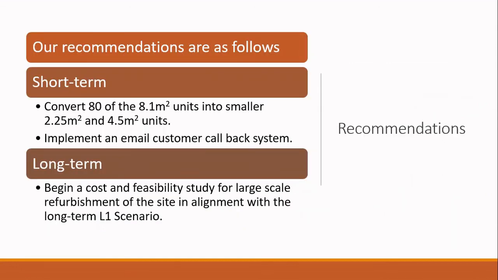Based on the above modelling, our recommendations are as follows. In the short term, the company should consider converting 80 of its 8.1 meter squared units into smaller units. Also, an email customer callback system should be implemented to help generate new customers. Looking long term, it is recommended that the business begin a cost and feasibility study for large-scale refurbishment of the site in alignment with the long-term scenario recommended above.